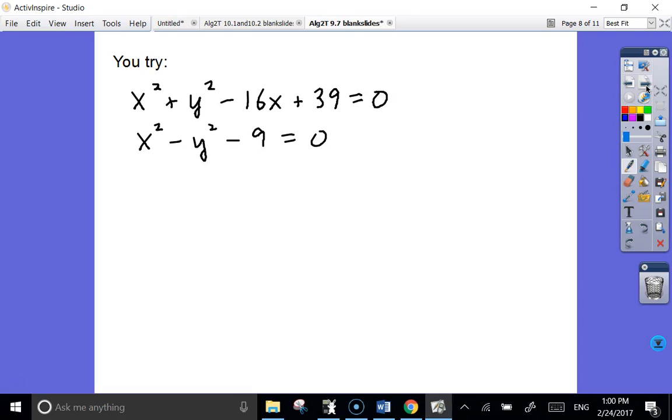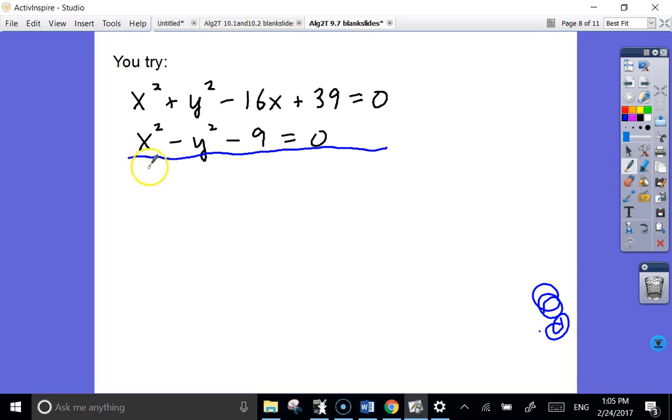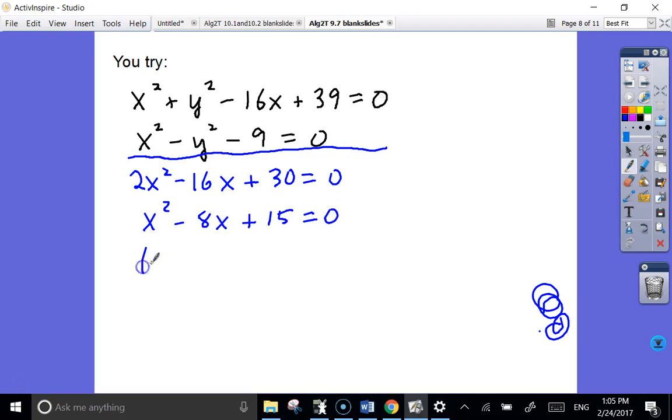Now my pen stopped. So which variable was set up to cancel? Again, it's the y, right? So we can add them up. 2x squared, y's cancel. 2x squared minus 16x, and 39 minus 9 is 30. Divide out a 2: x squared minus 8x plus 15. Factor: x minus 5 times x minus 3.